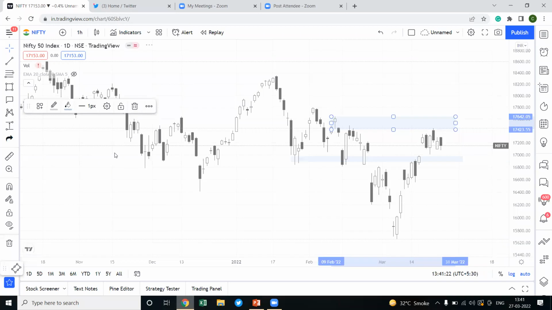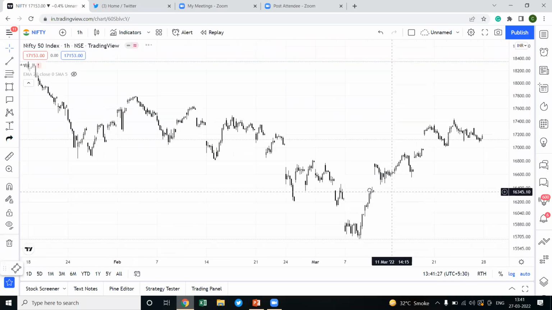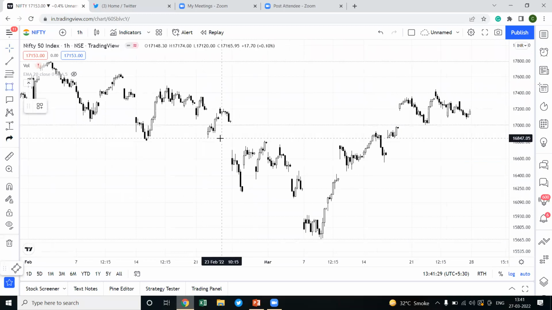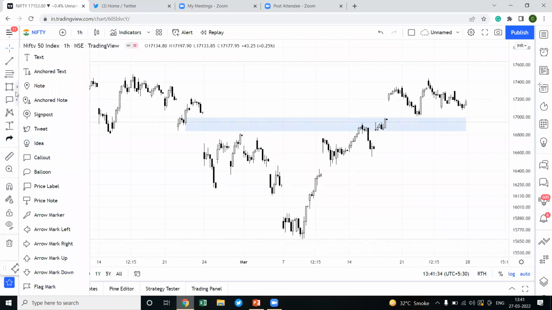So this is the daily chart. We'll go to the hourly chart as well. We'll try to understand what pattern formation it is making. So over here, we can see that Nifty had broken out from an inverse head and shoulder pattern. The inverse head and shoulder pattern is a reversal pattern.